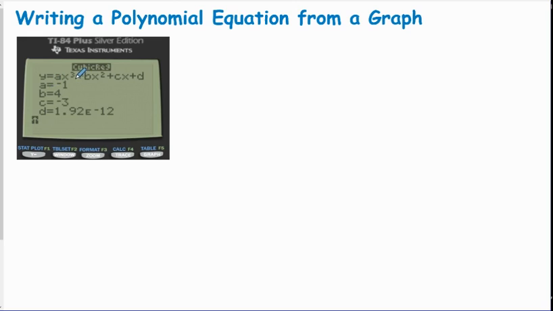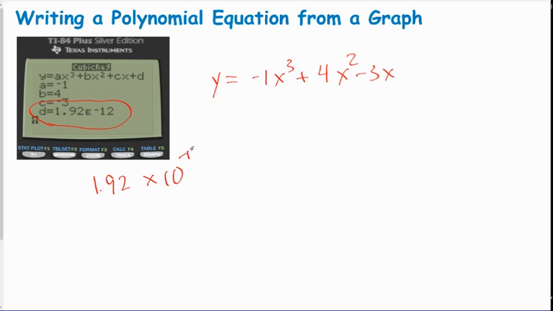We see that the A is the x cubed, so we can write y equals negative 1 x cubed. The B is 4, so plus 4x squared. The C is minus 3, so minus 3x. And the D value, we have to just do some interpretation here. It is 1.92. The E means times 10 to the negative 12th power. So that's E for exponent of negative 12 on our base 10.